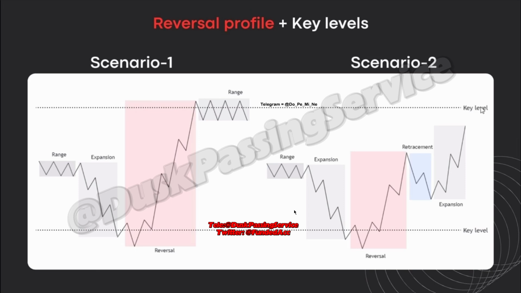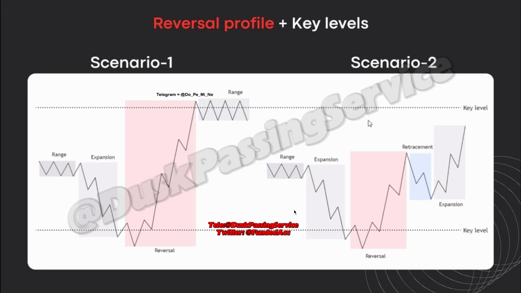In this case, that reversal profile ends inside a key level, right? You can see that this reversal profile has ended inside a key level. So in that case, we're going to expect a range to form there, because the reversal profile has now ended, and now we can expect a range to form to cap the price swing.